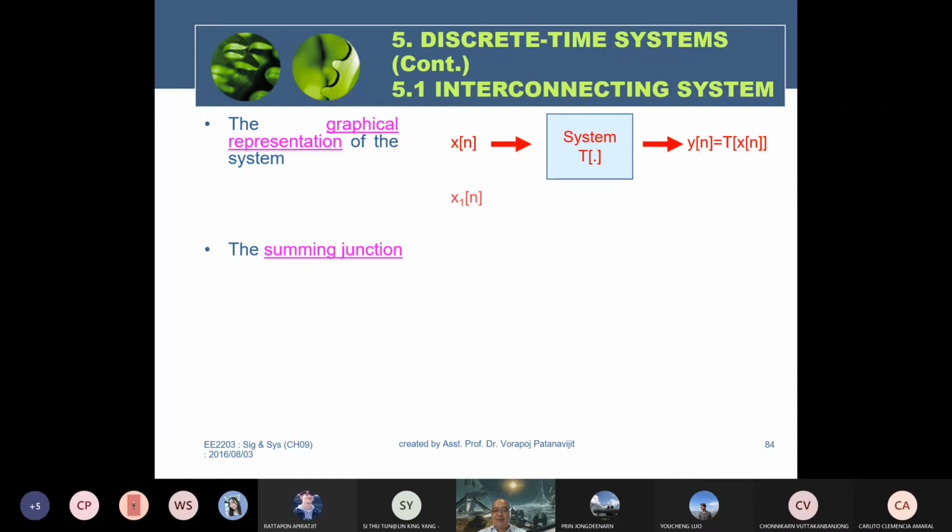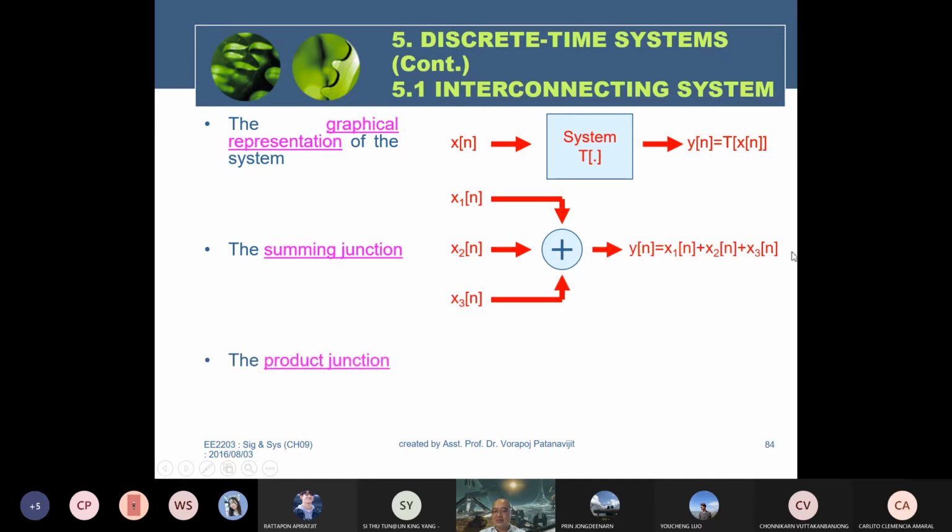The next one, the summing junction. If you have more than one input, 1, 2, or 3 inputs, you add them together, and the output will be here. The product junction: for input and output, you multiply them. Inputs x1 and x2 are multiplied, and the output equals the multiplication of x1 and x2.